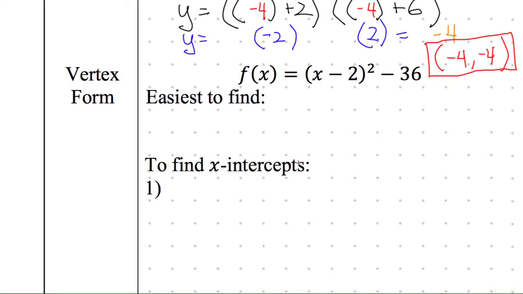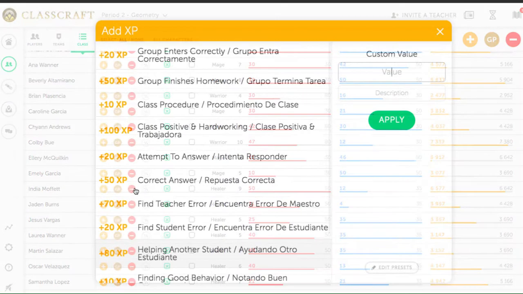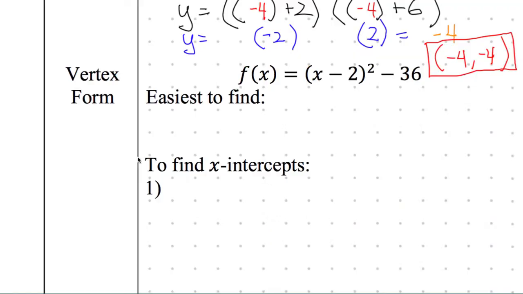What is it easiest to find in vertex form? Again, you have x-intercepts, y-intercepts, or vertex. What is it easiest to find? Literally only two people are raising their hand. Martine, yes. Good guess, but no. I'll give you another shot, Martine. Vertex form. The answer is in the title. There it is. Yes, thank you, Martine. It is vertex.